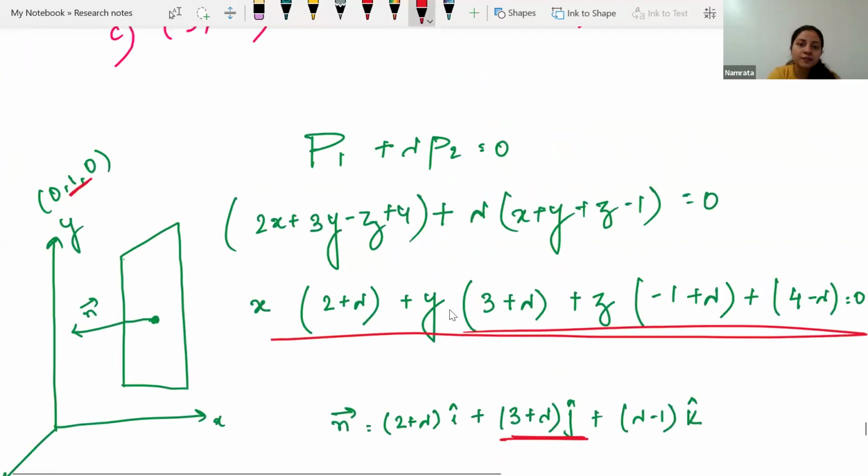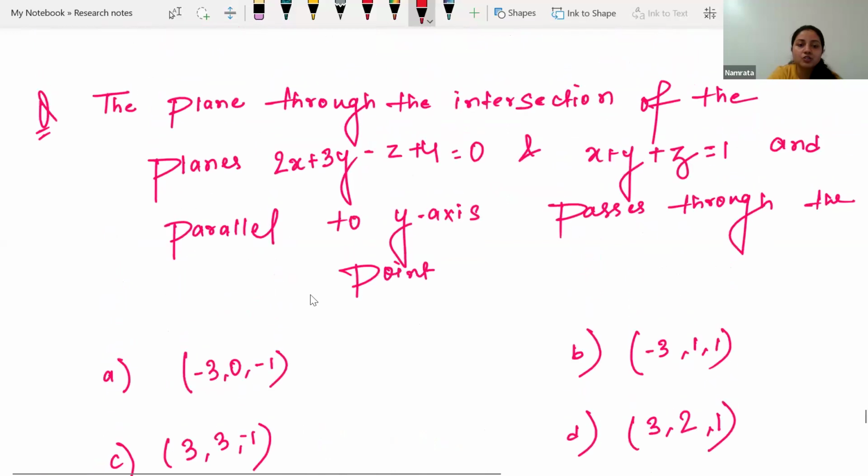Okay, now we have to find the equation of the plane which we have found through the intersection of these planes, that plane parallel to the y-axis. We have taken the condition, passes through the point. We have to check our plane which we have just obtained. That plane is passing through which point? Either option A, option B, option C, or option D.